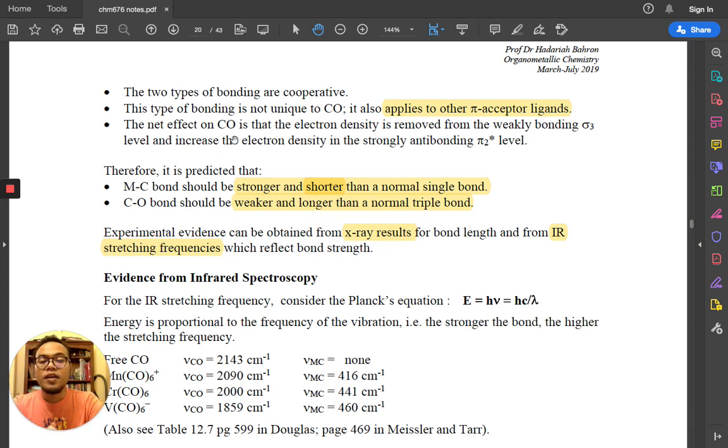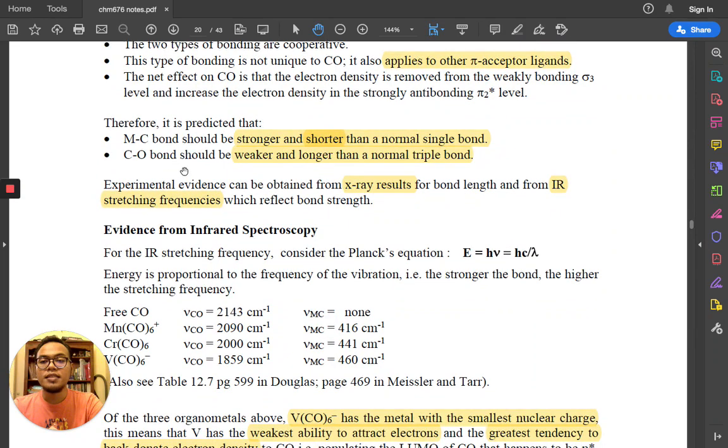Okay, so the net effect on carbonyl is that the electron density is removed from the weakly bonding sigma level and increases the electron density in the strongly antibonding pi 2 level, because your electrons coming from sigma are moving to the metal, giving back the electrons to your carbonyl through your pi antibonding. So we can predict two things here. One is the metal to carbon bond should be stronger and shorter than a normal single bond.